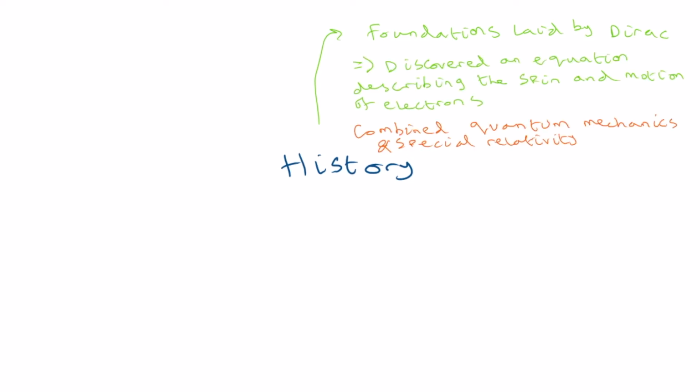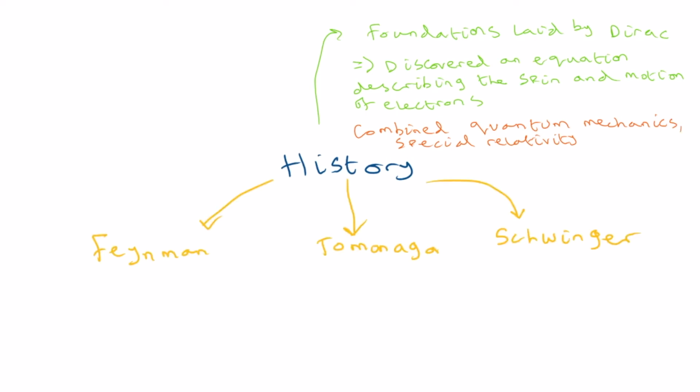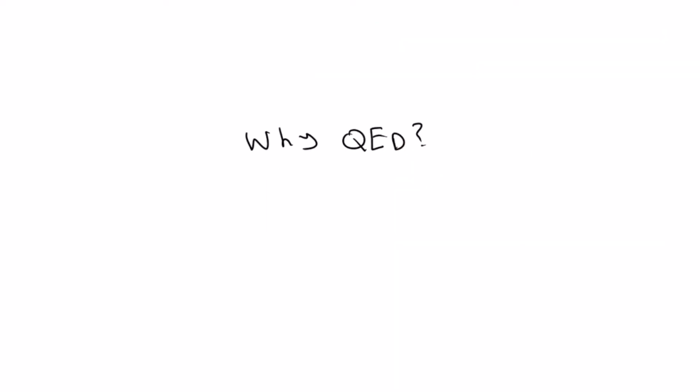Now, just a brief history as to where this came from. The foundations were laid down by Paul Dirac, and what he did was he created an equation that describes the spin and motion of electrons, and in doing so, he combined quantum mechanics and special relativity. The theory was then developed further by three people independently: Feynman, Tomonaga, and Schwinger, and we'll talk about Feynman in just a moment. So, why QED?